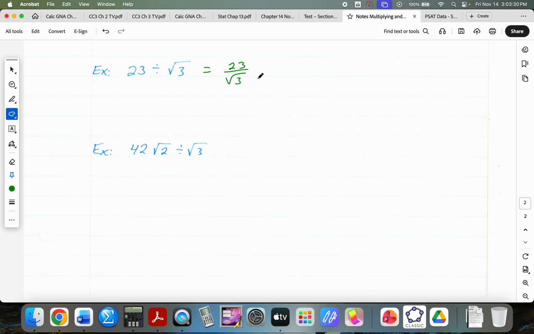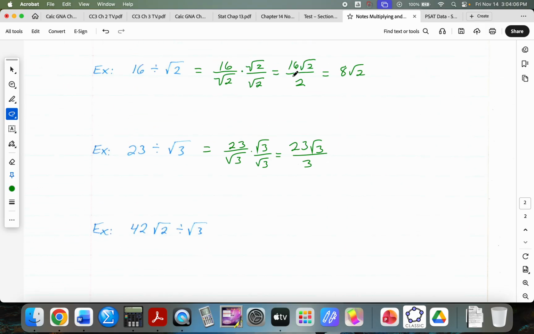So I want to get rid of this square root of 3 on bottom in the denominator. So I'm going to multiply by the square root of 3 over the square root of 3. This is 23 square roots of 3 over 3. Will 3 divide evenly into 23? No. So stop. Don't do anything more on that problem.